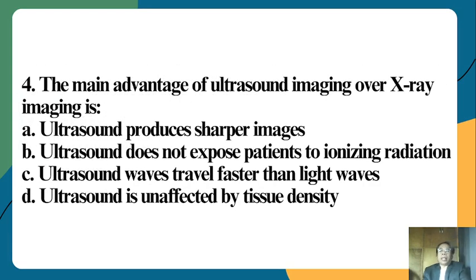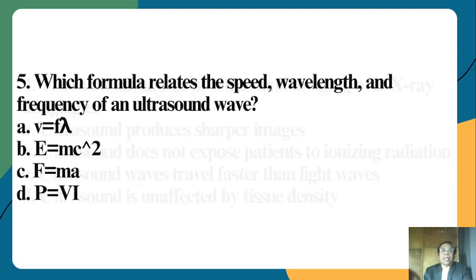Number 4. The main advantage of ultrasound imaging over X-ray imaging is: letter A. Ultrasound produces sharper images. Letter B. Ultrasound does not expose the patient to ionizing radiation. Letter C. Ultrasound waves travel faster than light waves. Letter D. Ultrasound is unaffected by tissue density.